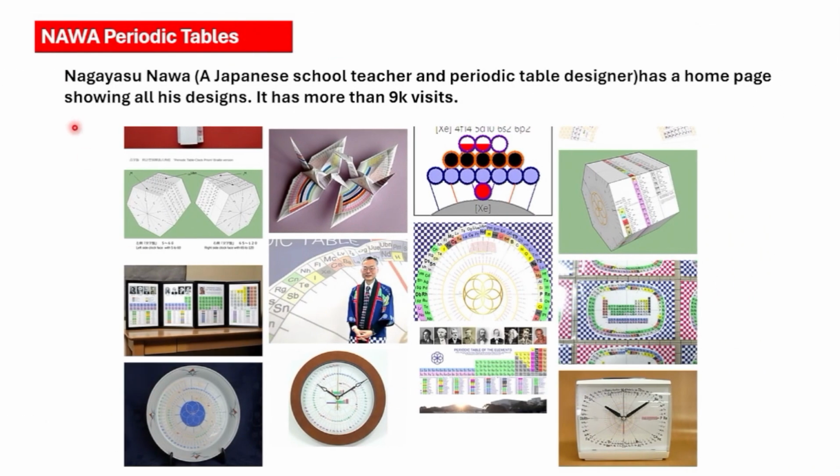Nagayasu Nawa, that Japanese school teacher, has made a lot of periodic tables, and he has a homepage where he showed all his inventions and innovations regarding these periodic tables. You can go and visit. You can type Nagayasu Nawa, you will find his homepage, and go and check all these periodic tables. He is the man, Nagayasu Nawa.